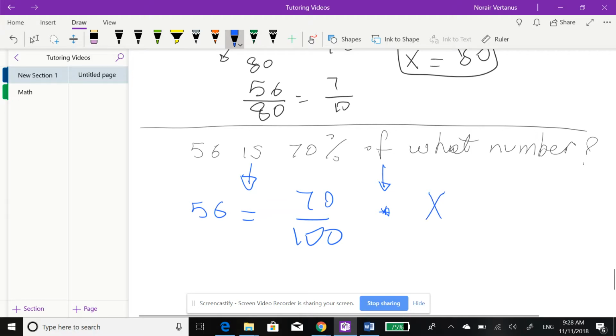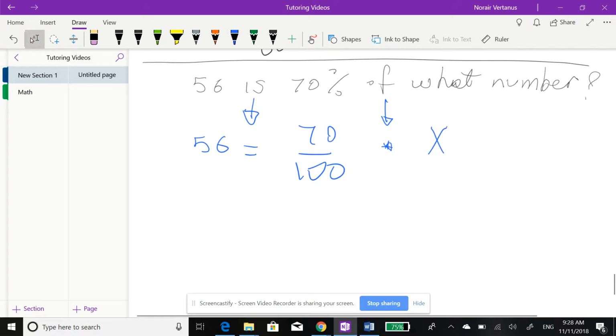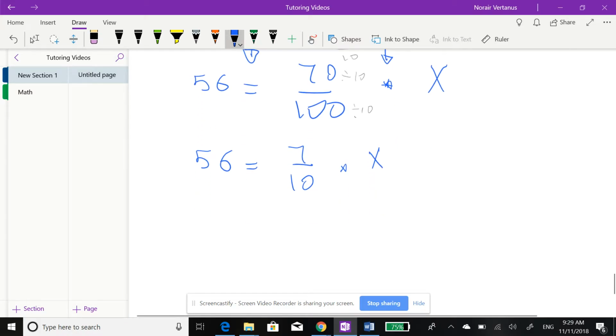Times what number? Times x. What is that? Again, simplification. So 56 equals, you can simplify that, right? Divided by 10, divided by 10. So it becomes 7 out of 10. So that becomes 7 out of 10 times x. So what is that? That's 7/10 of x equal to 56.